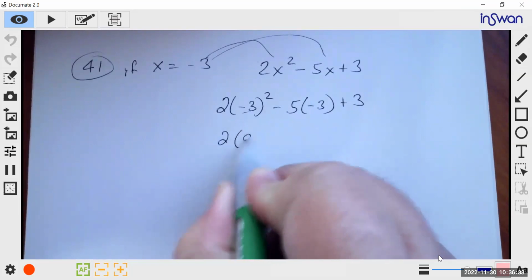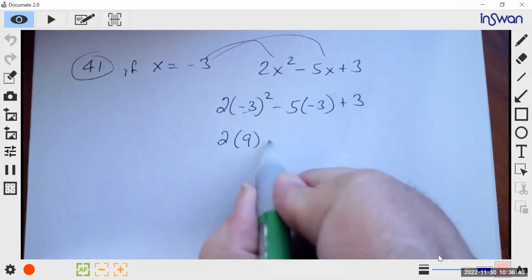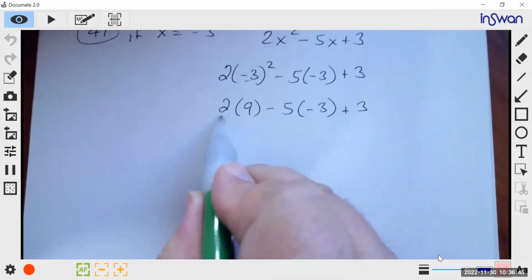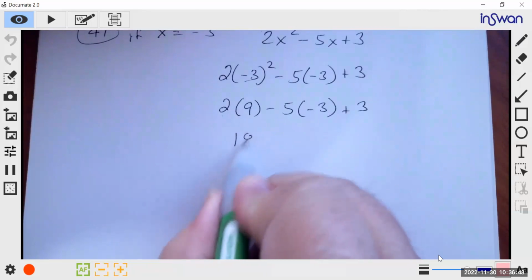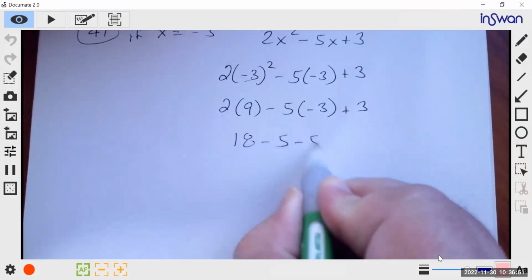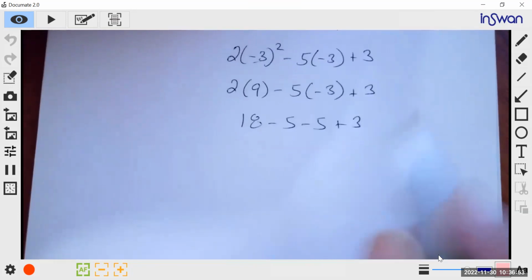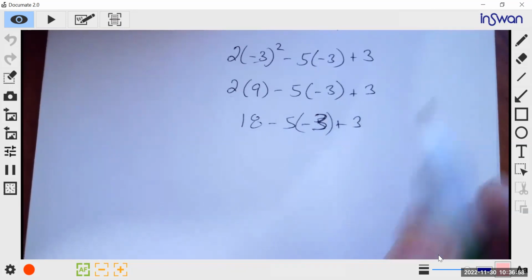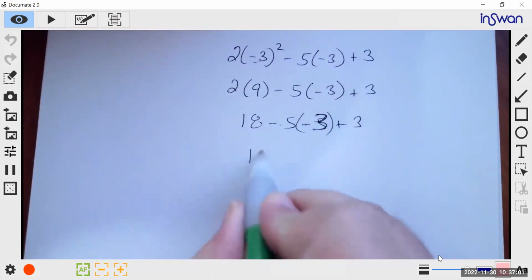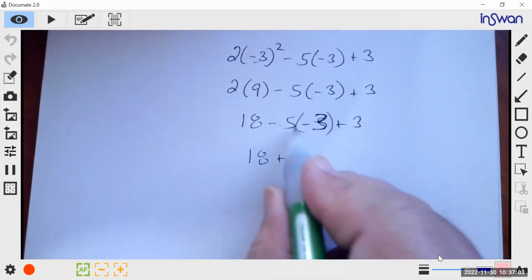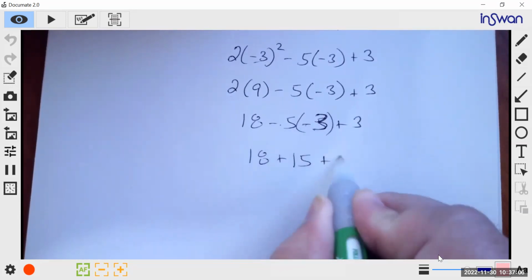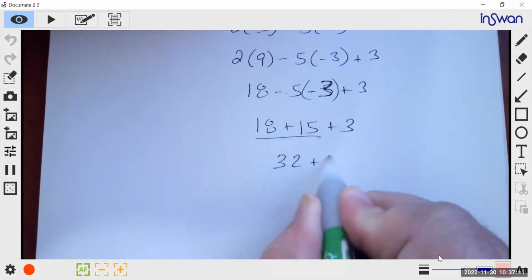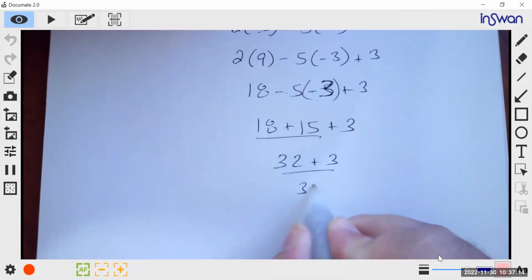Negative 3 squared is 9. Two times 9 is 18. Negative times negative is a positive. 5 times 3 is 15. 18 plus 15 is 33. 33 plus 3 is 36.